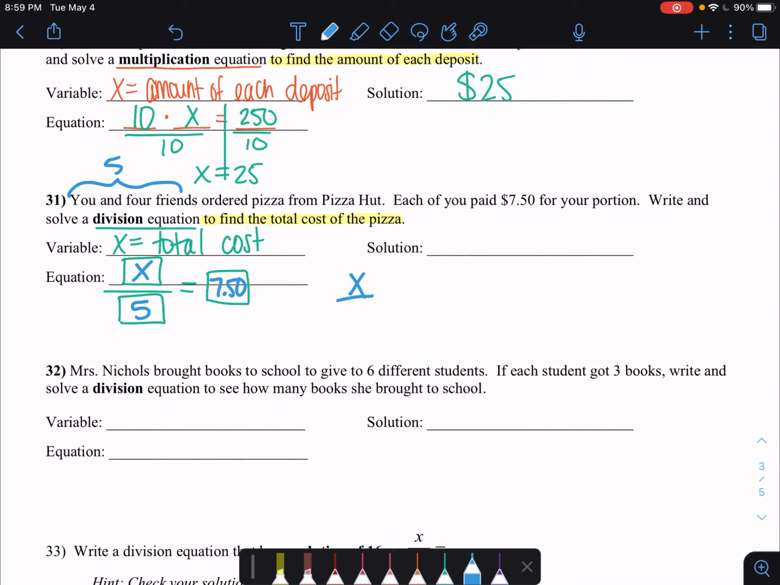So the equation that I'm solving is x over 5 is equal to $7.50. So I'm going to multiply by 5 on both sides, and I get x equals 37.5. That's going to be $37.50 for the pizza.